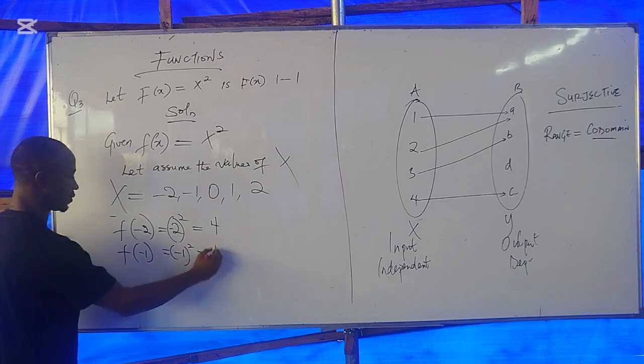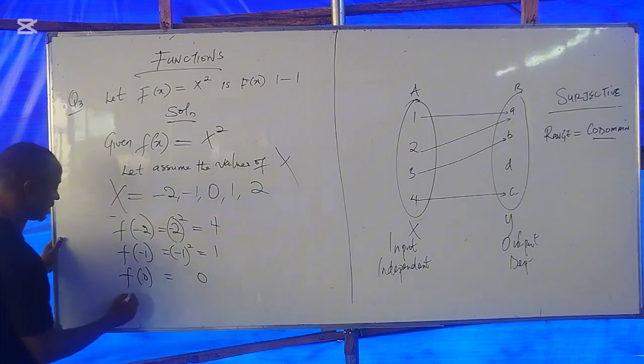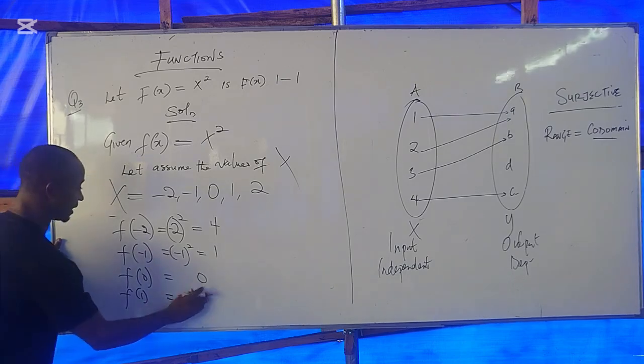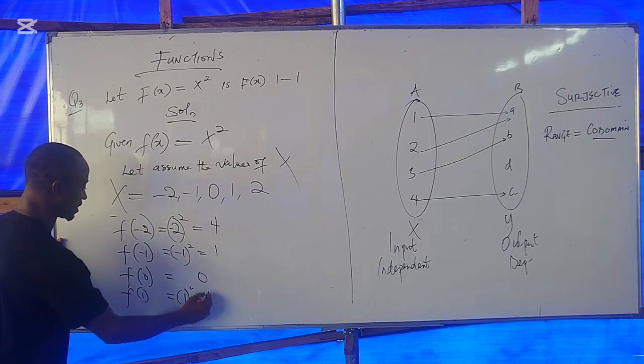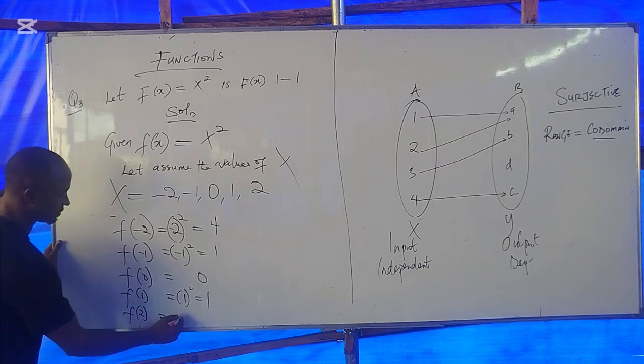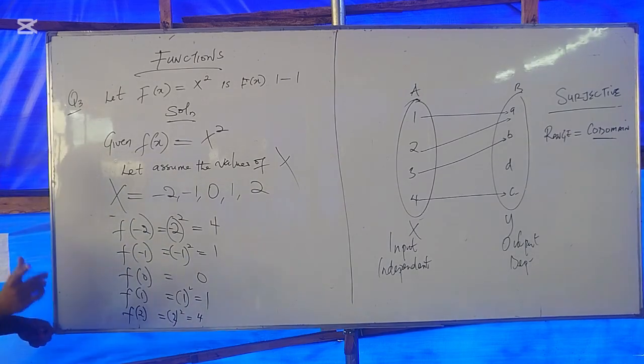-1 all squared is 1. Let's try f of 0. What do we have? 0. Let's try f of 1. What do we have? 1, which is 1 squared, the same as 1. Let's try f of 2. We have 2 squared, which is 4. What do you notice?